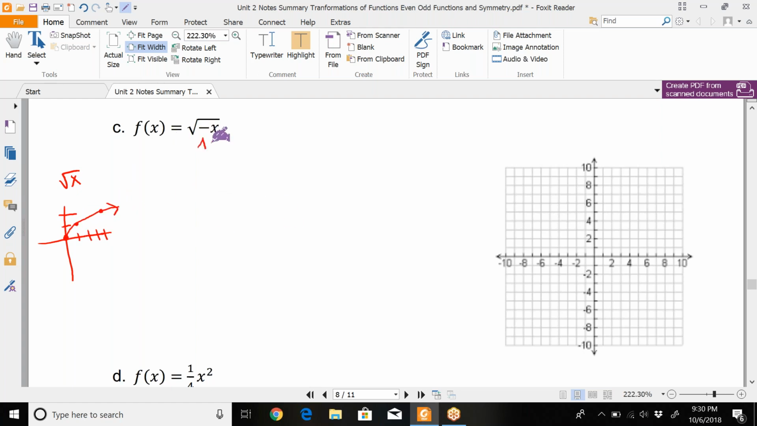So this is saying that this is a negative inside the function. Notice it's under the radical. So that means we're going to reflect over the y-axis. That means you're going to flip the whole graph across horizontally. So 0, 0 is already on the y-axis. You can't flip something over the y-axis if it's on the y-axis. 1, 1 will flip to -1, 1. And 4, 2 will flip across to -4, 2. So notice it just changes all the x's from positive to negative, but it does not change the y values.